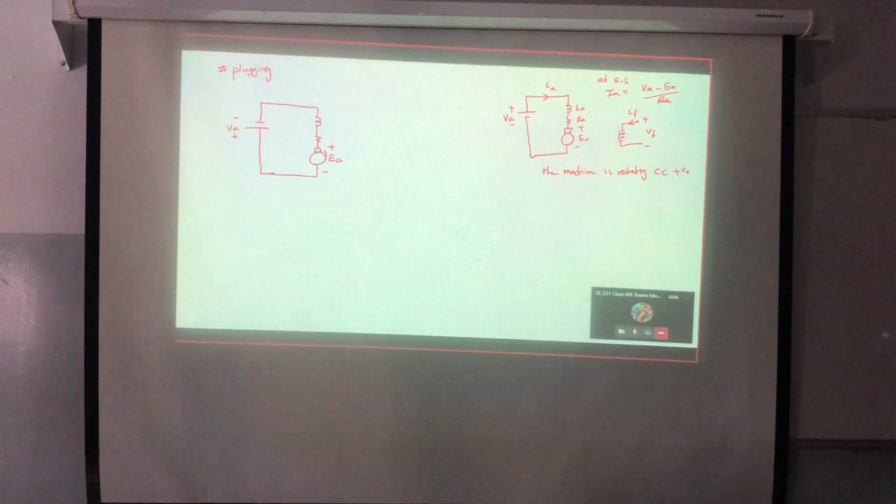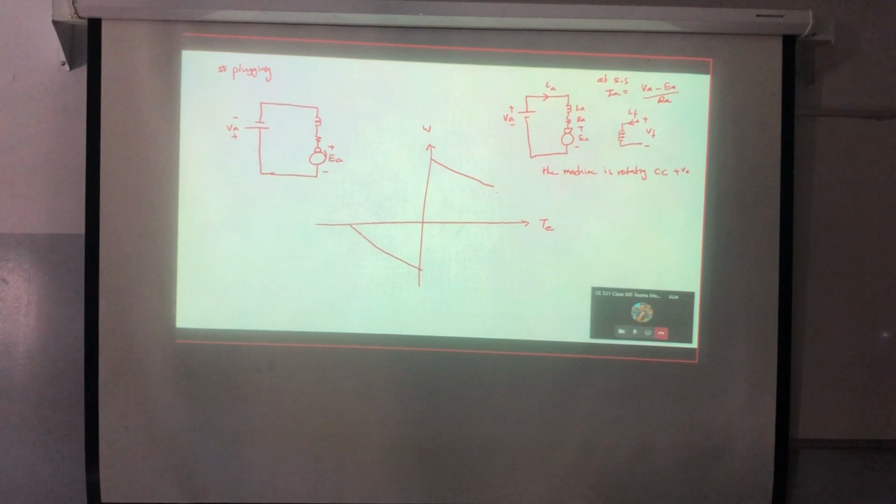So if I need to plot the torque-speed characteristic, what will happen? I'm assuming here VA, and here minus VA. If this is the torque and this is the speed, and this one was the torque-speed characteristic for the first case, this will be the torque-speed characteristic for the second one, correct? Let us see. Let's change this one slightly.